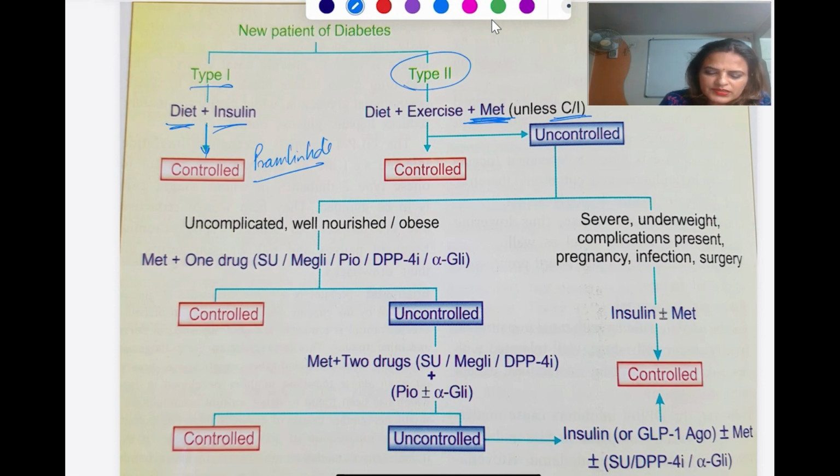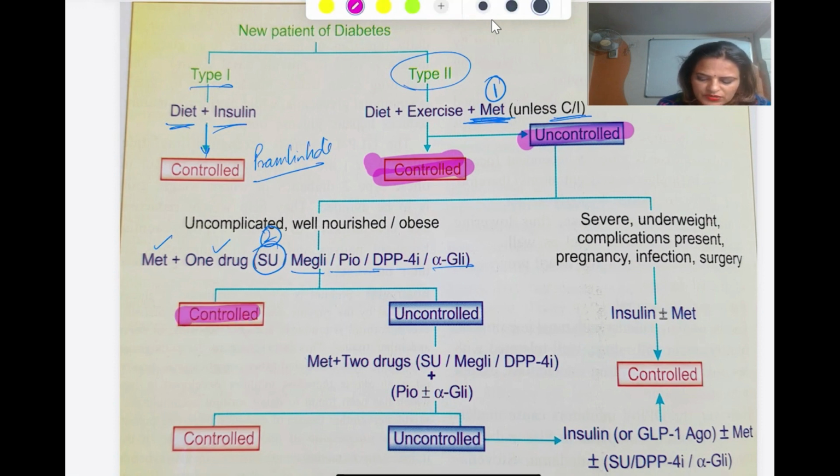So if it is controlled, it is okay. If it is uncontrolled, then this is the number 1 drug, the main drug. So then we have to add the second drug. So second, sulfonylurea. So metformin continues. Sulfonylurea is the preferred second line drug. Okay? Or you can put the patient on meglitinide, pioglitazone, newer drugs, DPP4 inhibitor or alpha glucosidase inhibitor. But this one is the preferred drug. And again, if it is controlled, it is all right. And if it is not controlled, then what? You have to add 2 drugs, apart from the metformin the patient is already taking, okay?